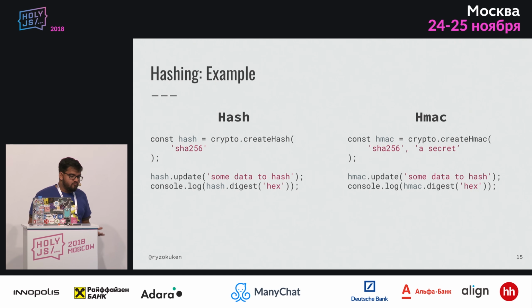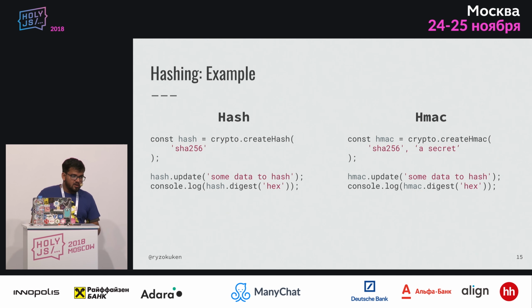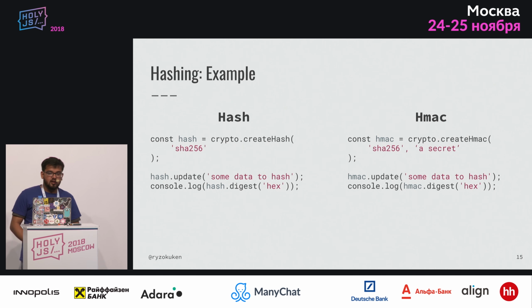HMACs work exactly the same. They just have one additional input, which is a secret that you might use to verify the hash. So it not just verifies the input, but it verifies the combination of the input and the secret. So that helps with authentication.